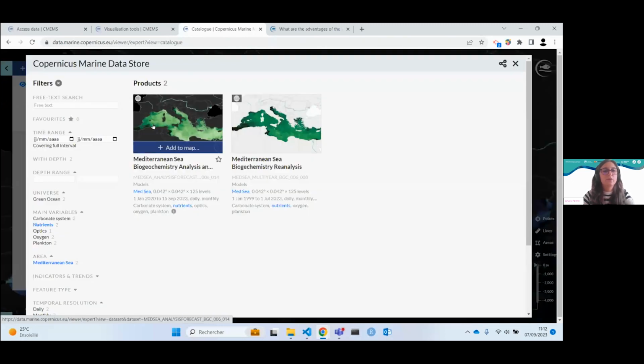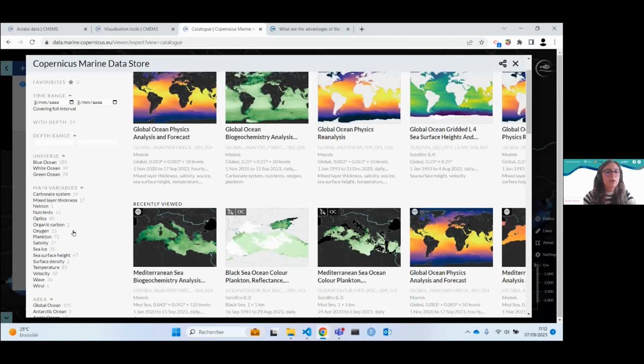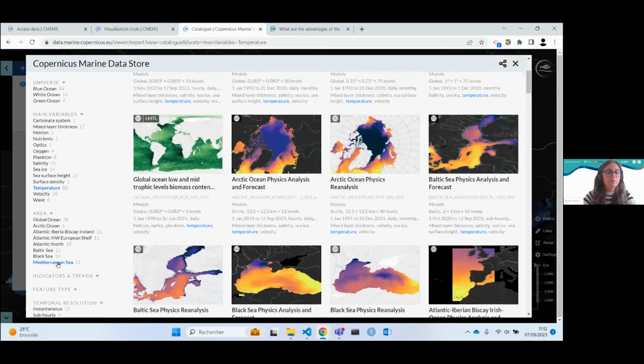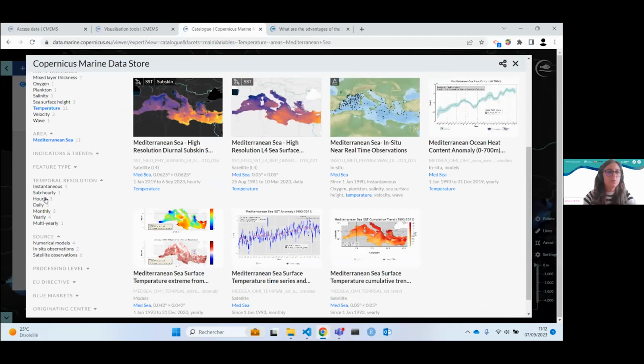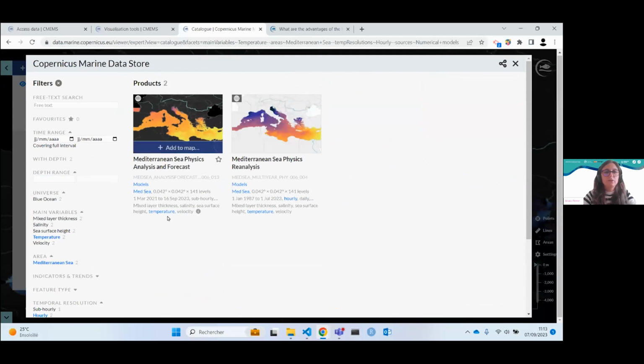You see that the previously used filters are still enabled. We can easily modify them or remove the filter. So I will remove the filter with the cross. So I want the temperature data in the Mediterranean Sea, and I want hourly data in numerical model. So the first project is a forecast model, and the second a multi-year project.